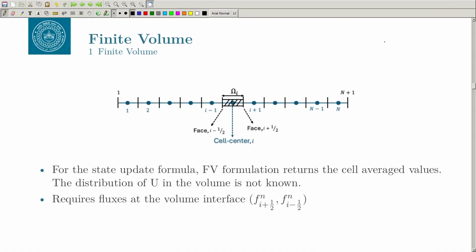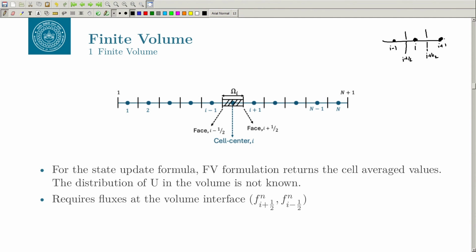Hello everyone, welcome back. In the last class we started the finite volume technique and we derived the state update formula. Instead of using the values at the grid points, we created cells and stored the value at the cell center. This is our cell I, these are my faces I plus half and I minus half, this is the next cell I plus 1, and this is the cell on the left, I minus 1.